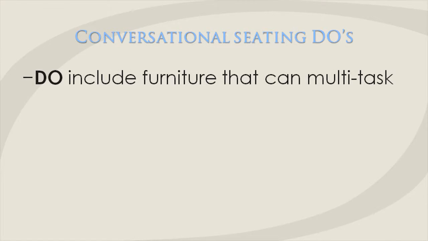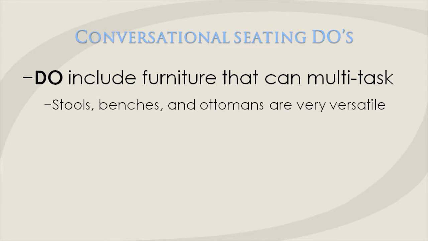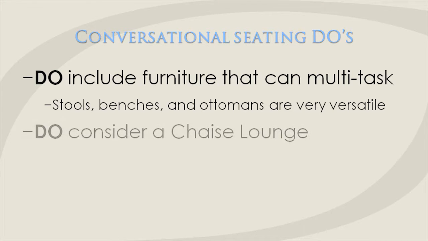Do include furniture that can multitask. Stools, benches, and ottomans are great for doubling as extra seating. They can be moved around with ease, and with the addition of a tray, they're even a perfect place for drinks or hors d'oeuvres. You can place them in front of a fireplace or under a bench or a window and pull them out whenever you need them.